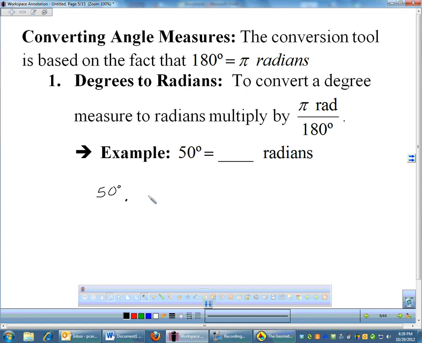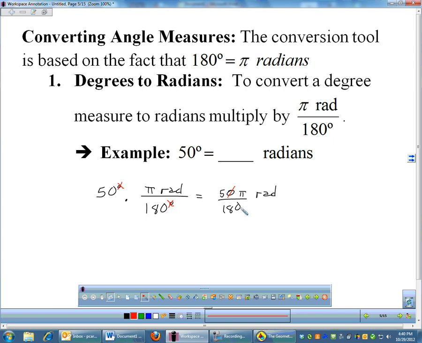If I multiply by pi radians over 180 degrees, I think of it kind of like you do in chemistry when you multiply different things. You can cancel units on top and bottom. I have a degree on top and bottom. Those cancel, leaving me with 50 pi over 180 radians. And I can pretty quickly divide that by 10. The zeros will cancel. So our answer is 5 pi over 18 radians.